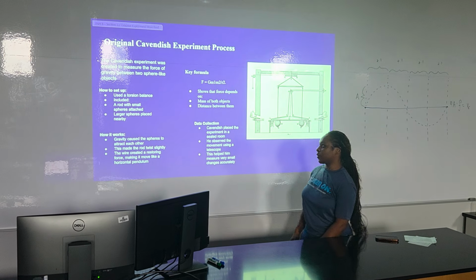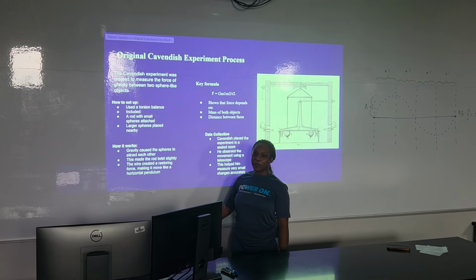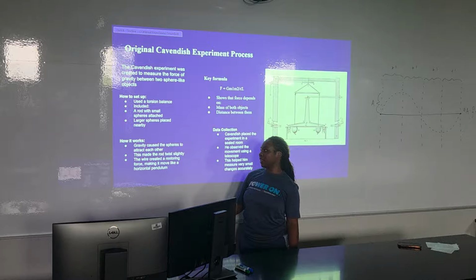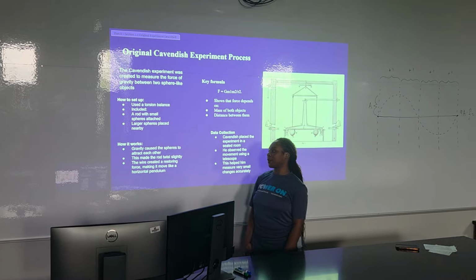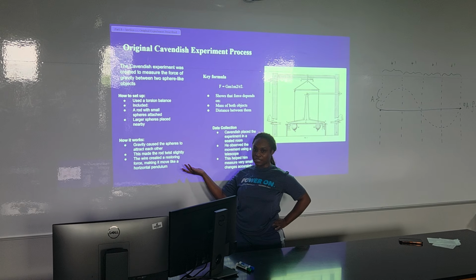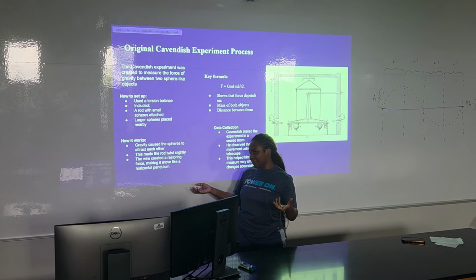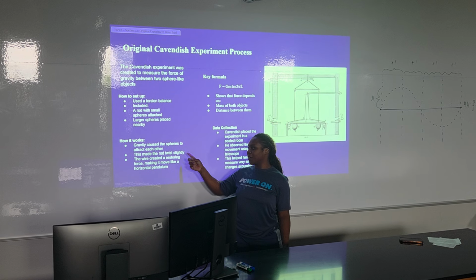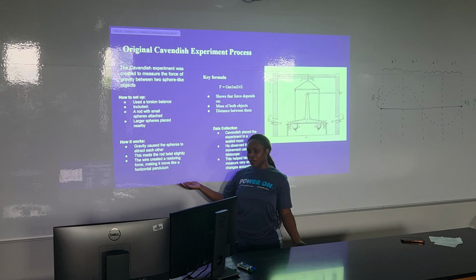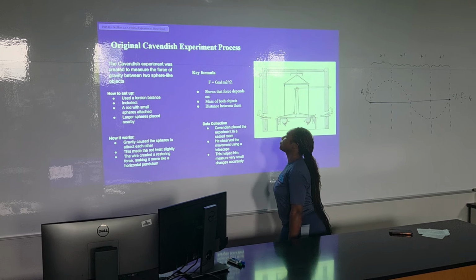The original Cavendish experiment used a torsion balance: a rod with two spheres, attracted by one larger sphere placed nearby. The gravity caused the spheres to attract each other. This made the rod twist slightly, and the wire created a restoring force, making it move like a horizontal pendulum.